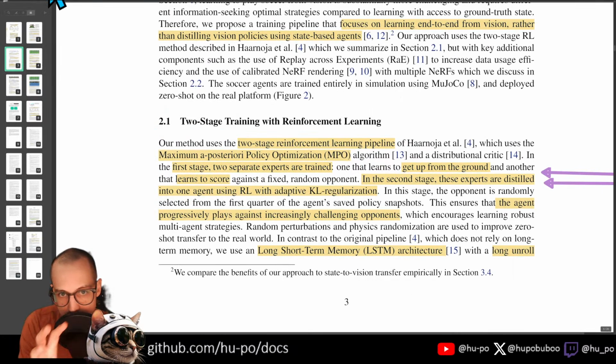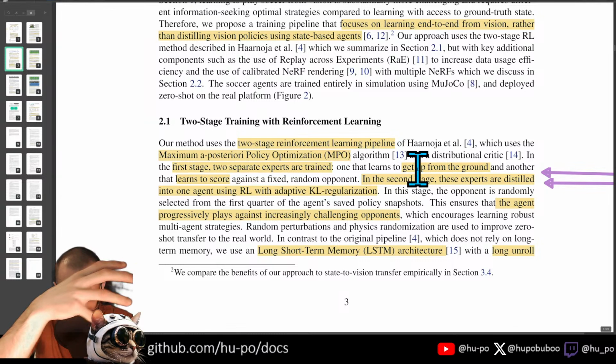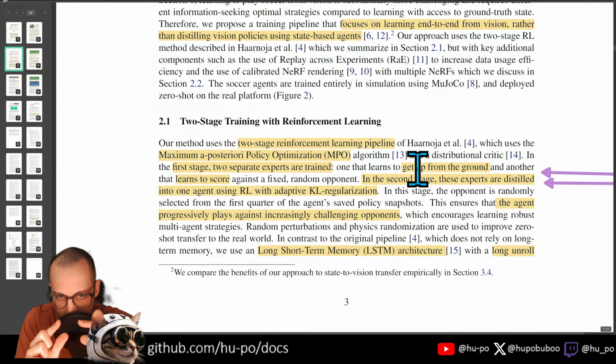But in this case, they use distillation for multiple reasons. So they use distillation to combine a get-up policy and a scoring policy, right? So combining two different expert or teacher policies into one much smaller student policy that kind of does both of them and also is small enough to run on device.